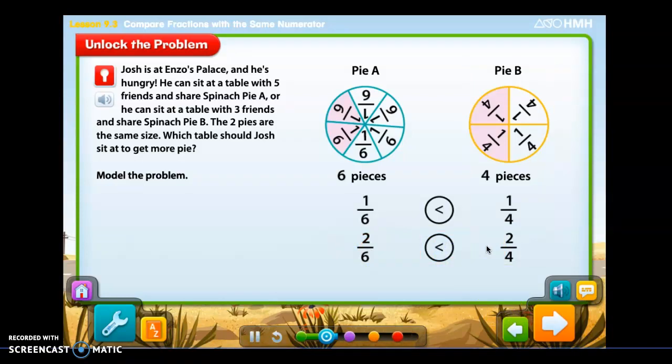So where should Josh sit to get more pie? Josh should sit at the table with 3 friends to get more pie. Right? He should sit at this table because here are 3 of his friends, and if he sits here, that means 4. But if he sits over here, there's 5 kids, and with 1 more, that's 6. So you have to cut the pie smaller because if not, you won't have enough pie for everyone. So it's better if he sits with pie B. He'll get more pie.